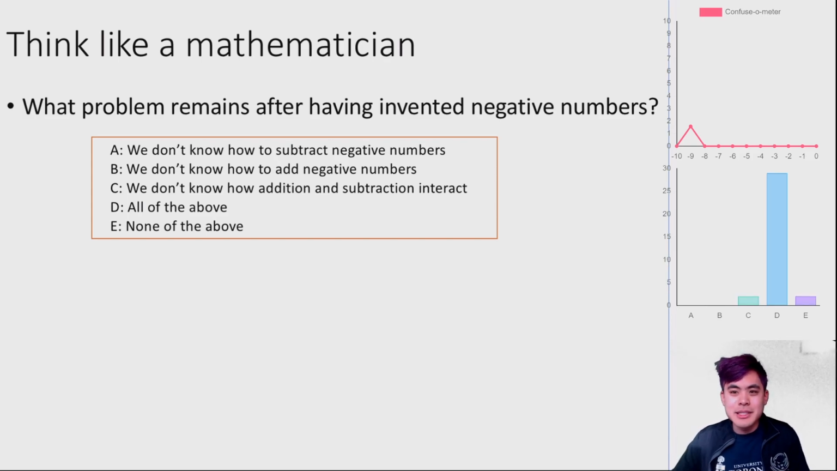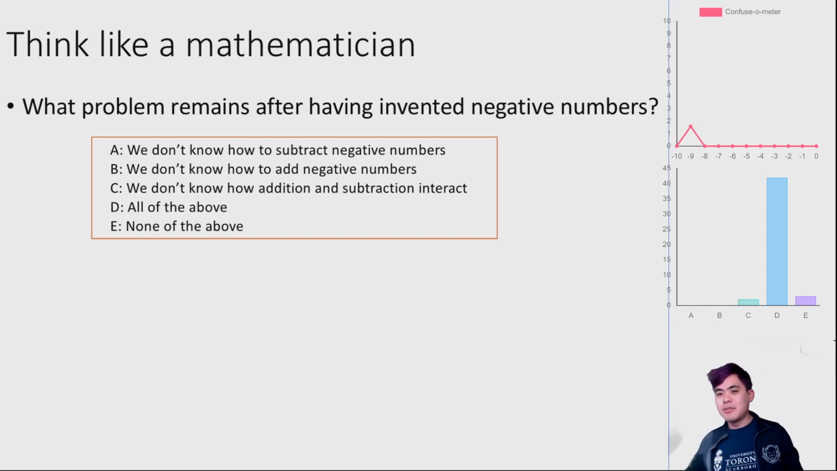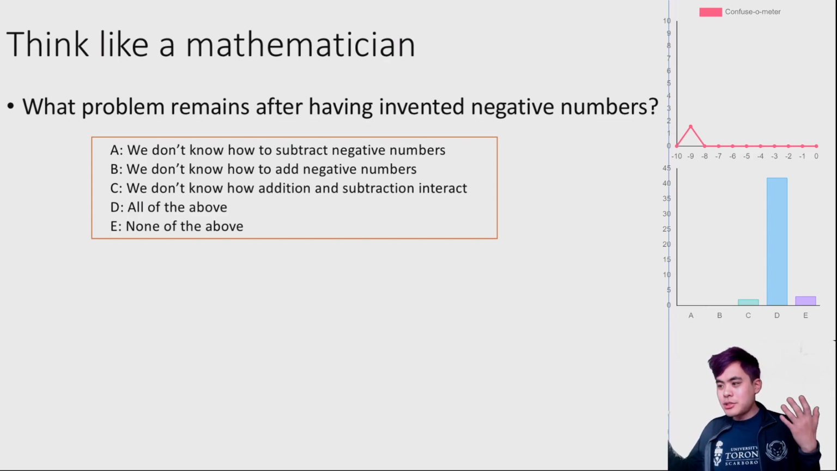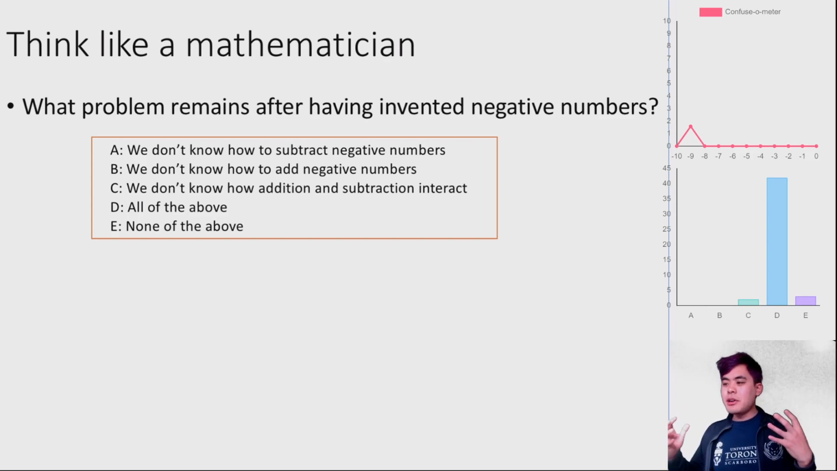Okay, so I'll admit, that's a little bit of a leading question. But the answer here is, yeah, all of the above. We haven't defined what it means to subtract negative numbers. We don't know how to add negative numbers. We don't know how addition and subtraction interact. Because we're in the process. So you guys know how to do this already because you have already taken school and we've taught you these things. But we're here inventing numbers. And when we're here inventing numbers, we haven't defined these various other operations yet.